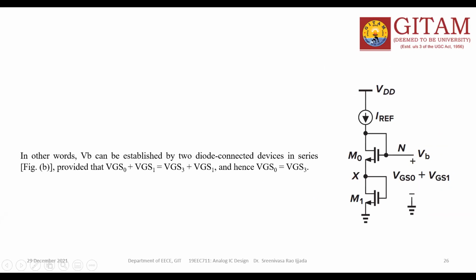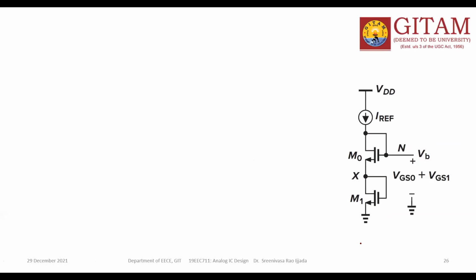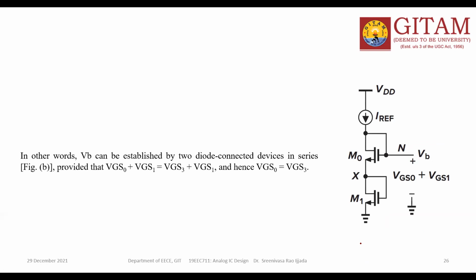Once again, in other words, VB can be generated by two diode-connected devices in series with the extra circuit, or you can change the bottom configuration. You can connect one more device here, that is the M0, and this is the M1. Yes, that is M0 and M1, two diodes connected in series.